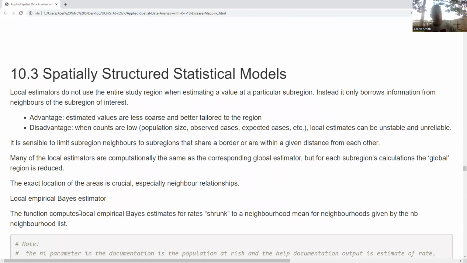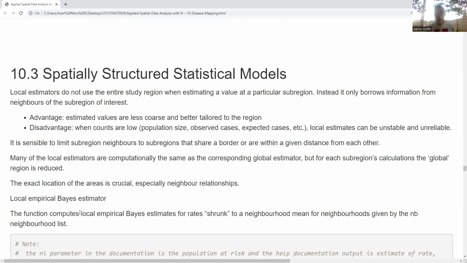Now, in the next section, spatially structured statistical models, this is different from what we've talked about so far in that previously everything was global. Now we're talking about local. In the global estimates, we use calculations that included all the data for all the regions. Now, in this section, when I'm interested in a particular county, I only use neighbors of that county. I don't use the whole data set. An advantage of this is that the calculation result is more tailored and more specific to what's going on. A disadvantage is that those calculations are less reliable and less stable because I'm using less data. We have to weigh this to make a choice.